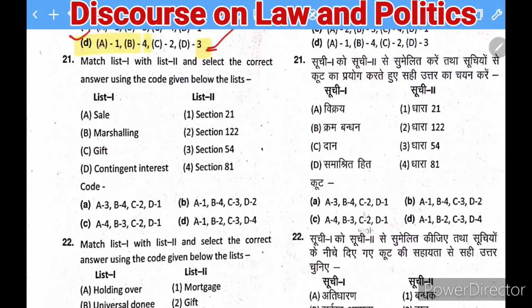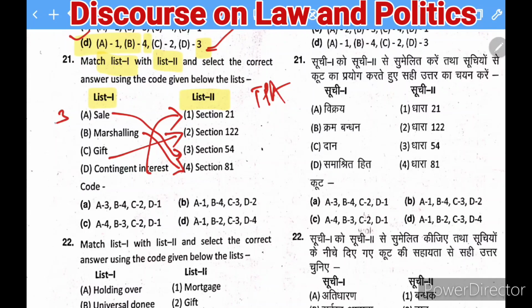Now let's see the next question. Again, it is the matching of the list. So you can see, match the list. List 1 has the provisions. List 2 has the sections. So let's start the matching here. And this question is from the TPA. So start here. You can find that gift belongs to section 122. Contingent interest belongs to section 21. Marshalling belongs to section 81. Sales belong to section 54.